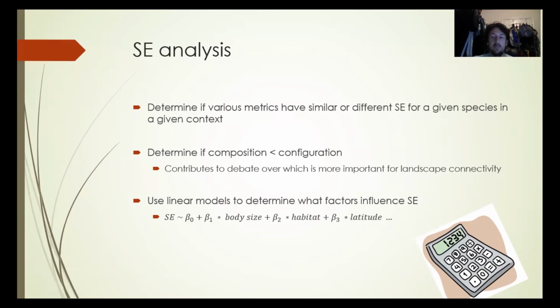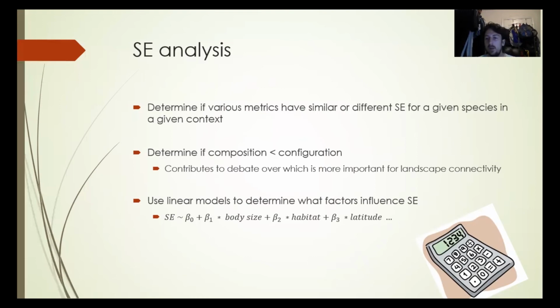effect than configuration. And this is particularly relevant to the debate over whether composition or configuration is more important for landscape connectivity. There's some debate surrounding that, which could in part be addressed by figuring out which one has the wider scale of effect. And since I have all these scales of effects already calculated, just as a bonus, I can use linear models to determine what factors influence the scale of effect.